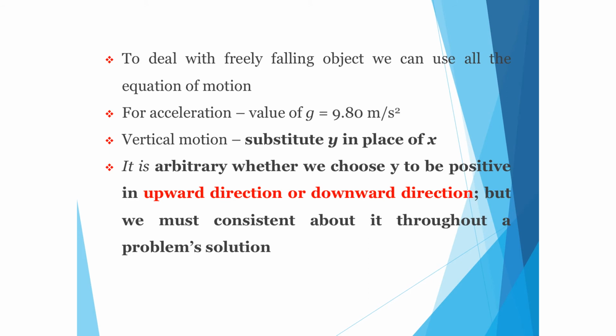So basically we are talking about objects in vertical motion, which means that in the previous formulas we used x, now we are going to use y. And then it's up to you. You can choose upward as positive, or you can choose downward as positive. It's basically arbitrary. I think most of the students are going to choose upward as positive, downward as negative, but if you want to be different, you can make it vice versa.